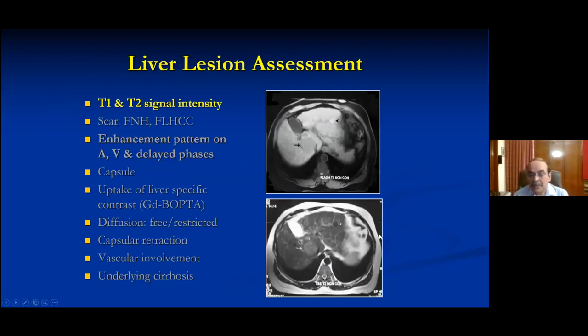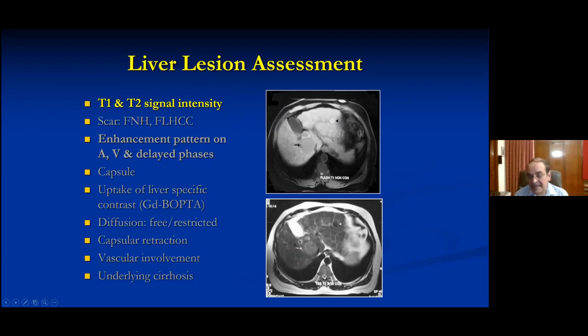Let's now look at what features we look at when we are assessing either CT or MR of a focal liver lesion. There's a list of parameters and I'll highlight these with some examples. So on MR, we are interested in seeing the T1 and T2 signal. This is a patient who has cirrhosis. Notice there are focal lesions here. This is a T1 weighted image and that's a T2 weighted image.